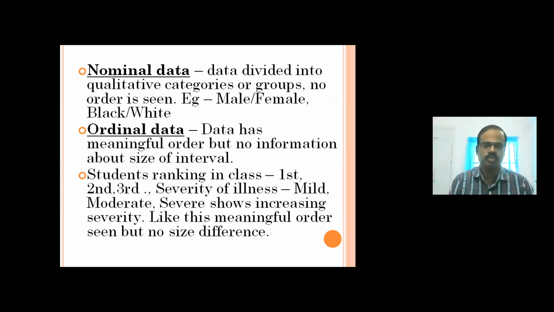Class 1, 2, 3, 4 and so on, right? So the data has a meaningful order, but no information about the size of the interval. So if you are not able to measure the size of the interval, that data also becomes qualitative. So nominal and ordinal both are qualitative data. For example, here severity of illness is measured in terms of mild, moderate, severe and so on, so it cannot be directly measured. So like this, a meaningful order is seen, but there is no size difference. So this is called ordinal data.